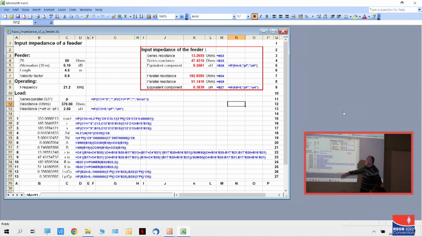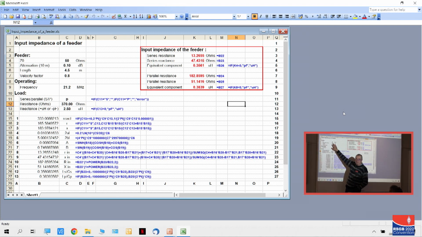Simply bung in your feeder, 50 ohms. It'll deal with absorption. It'll deal with the attenuation, I should say. So I've got 0.1 of a dB per 10 meters, and I've got 4.5 meters in length, and a velocity factor of 0.8, and I'm operating at 21.2 megahertz, and that's my input, and here is the impedance that I get. A series resistance of 13.3 ohms, and a series reactance, like an inductor, of 47.3 ohms.